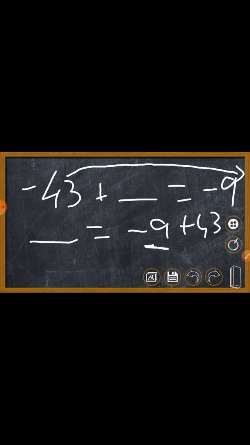So it is minus 9 plus 43. Different signs means subtraction. What is 43 minus 9? 43 minus 9 is 34. Yes or no? 43 minus 9 is 34. And what is the sign before the bigger number? The sign before the bigger number is plus. So your answer will be plus 34. Yes. So here also you will put plus 34. Understood?